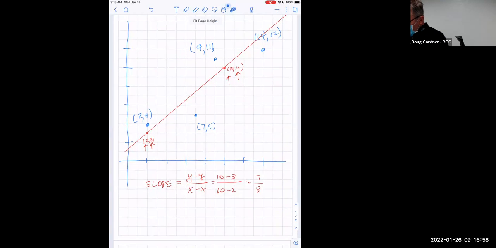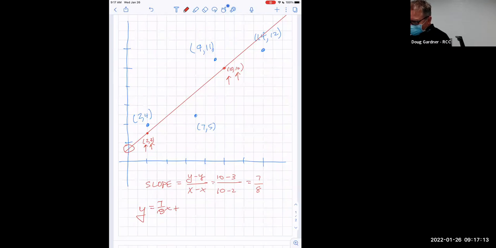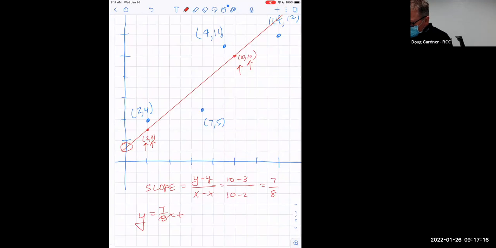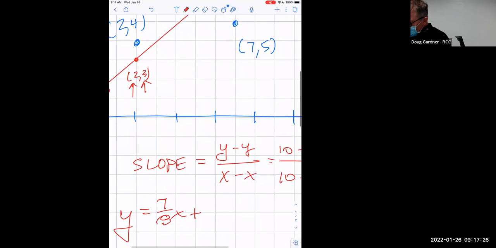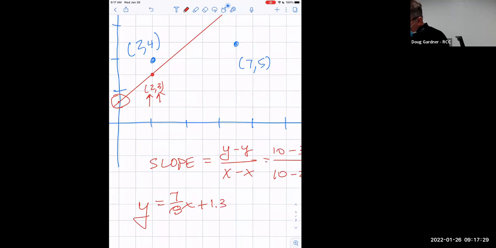So I'll show you something. Would you agree then that the equation is y equals 7/8 x plus something? Where would you say that crosses right there? Notice it's kind of hard to guess. Certainly above 1. It looks under halfway to me, so maybe I'll call it 1.3. Does that seem reasonable? So there's a rough equation that I found for this line.